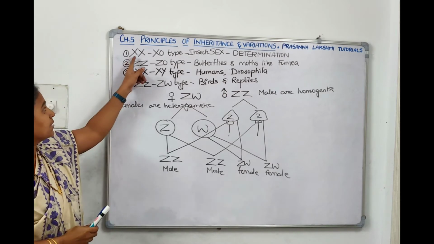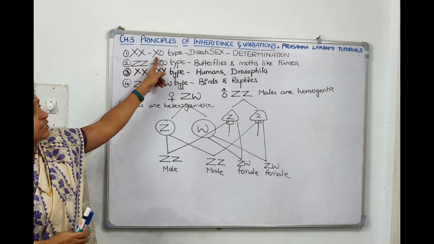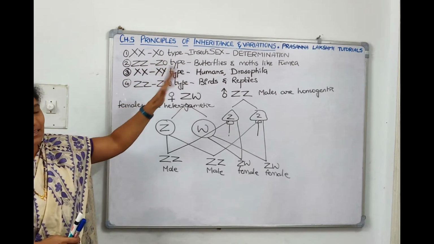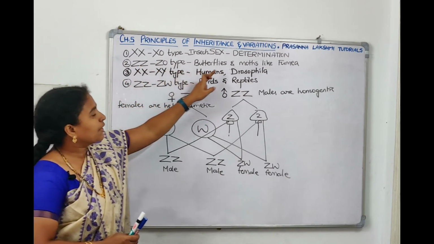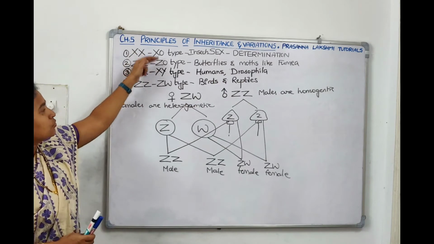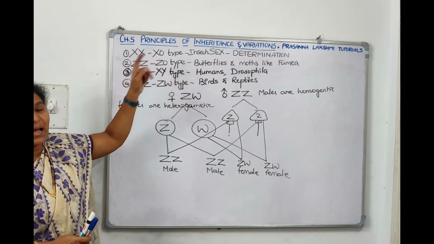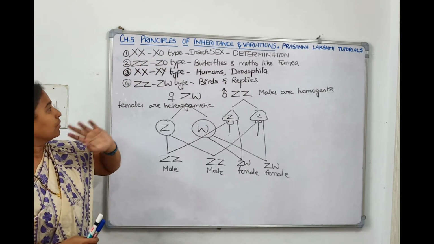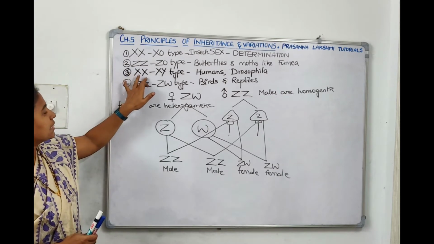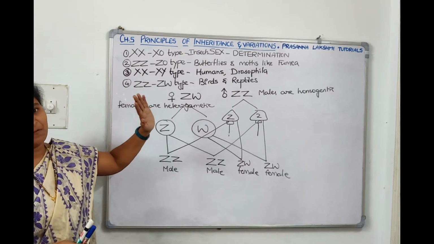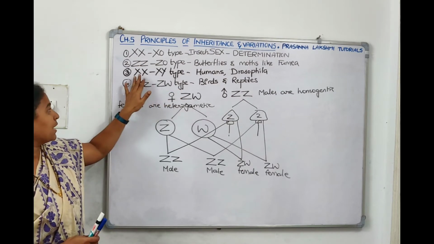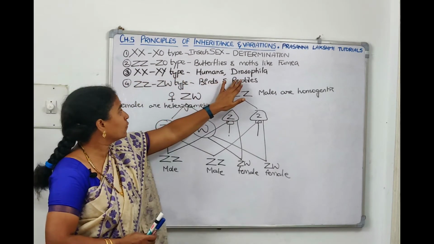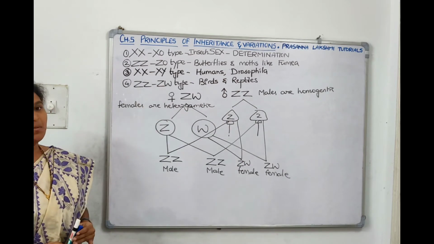The first type is XX, XO, seen in a large number of insects like grasshopper. Next one is ZZ, ZO, seen in butterflies, moths and fumia. In these two sex determinations, they have one chromosome lesser than the normal one, whereas XX and XY have an equal number of allosomes. ZZ and ZW also have an equal number of chromosomes. XX and XY is seen in humans and Drosophila. ZZ and ZW is seen in birds and reptiles.